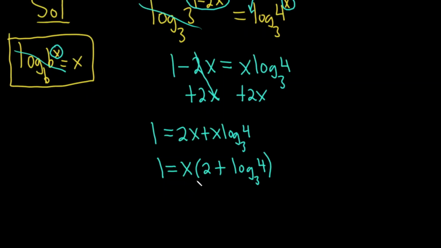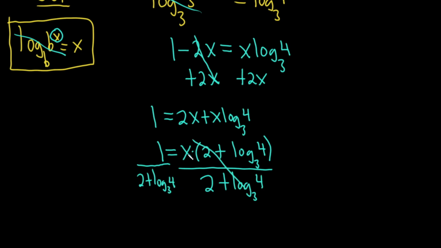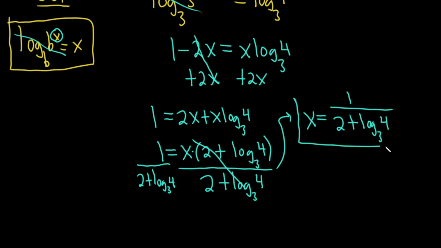Because this is being multiplied by x, what we can do now is divide by all of that. So 2 plus log base 3 of 4. Same thing over here, 2 plus log base 3 of 4. Boom. So x is equal to all of the stuff over here. Let me just write it again over here. So this is 1 over 2 plus log base 3 of 4. And so this would be the solution to this equation.